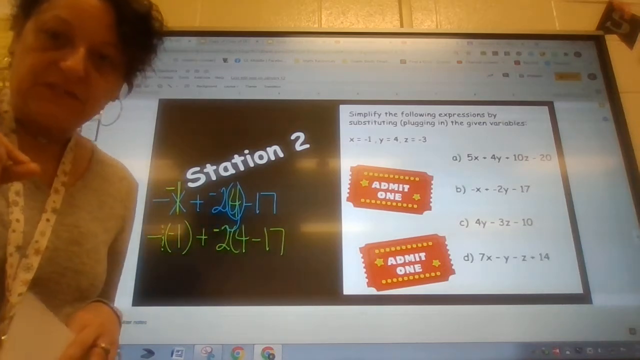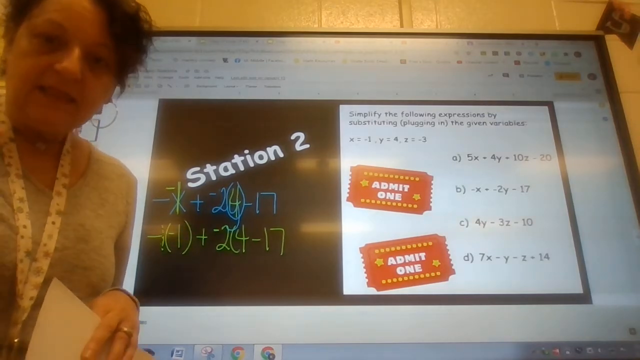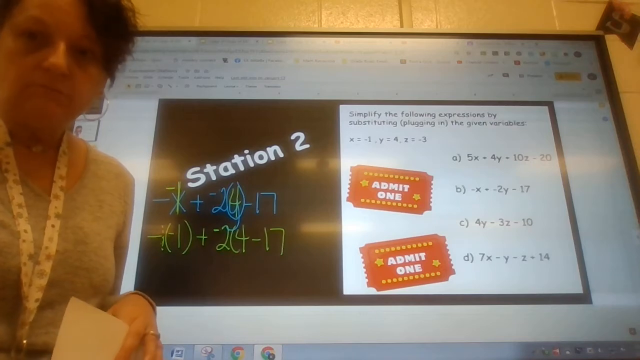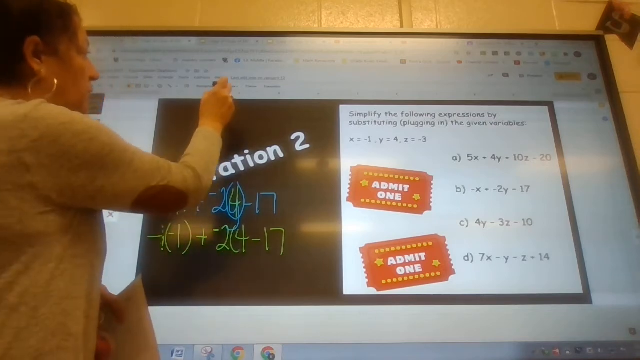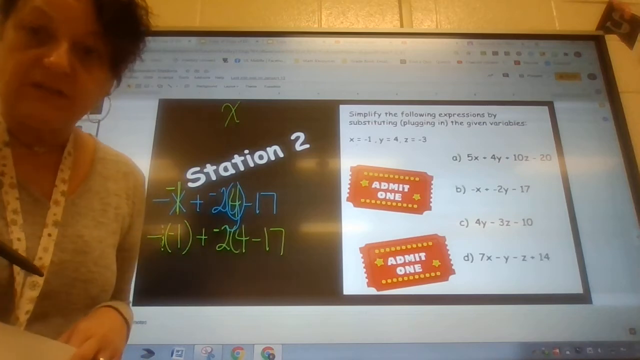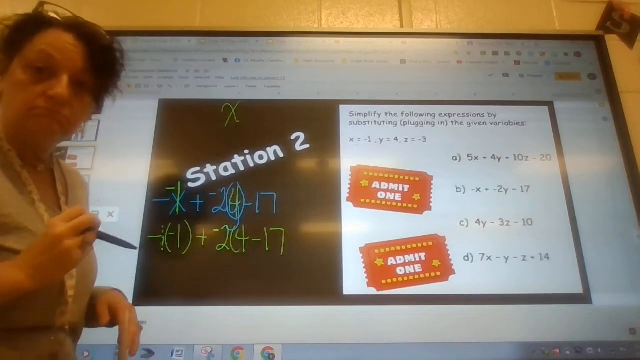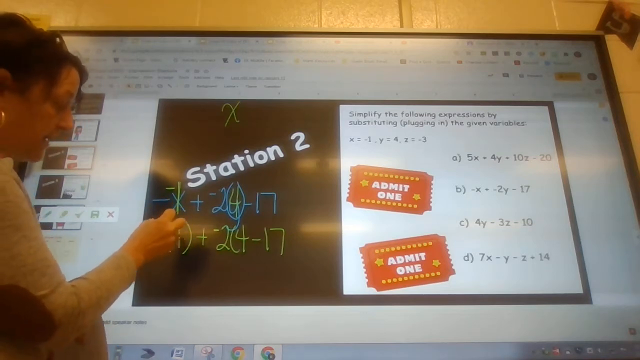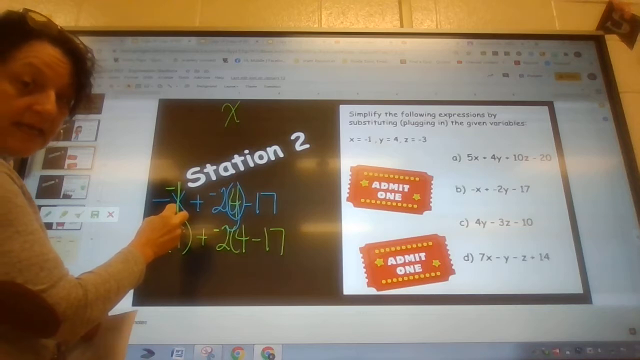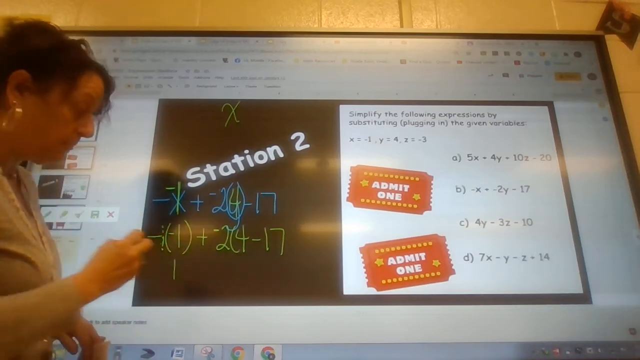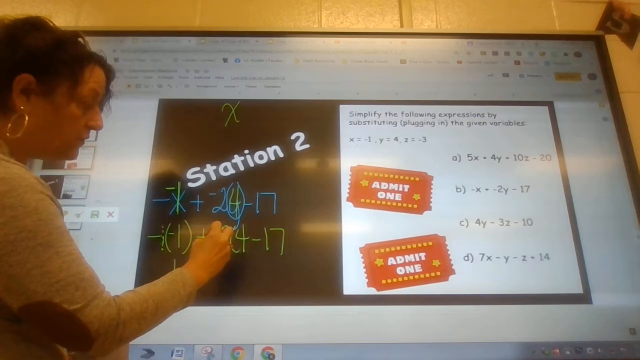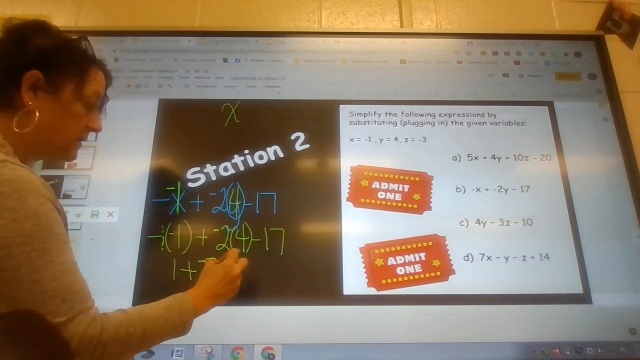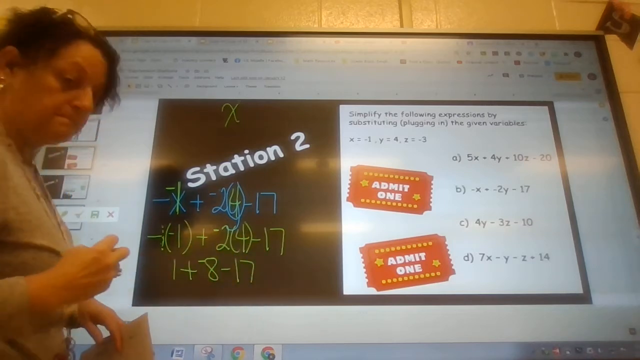Anytime there is a negative sitting right beside a 6, we just show the negative. Just like when we have a variable and there's an invisible one right there in front of that x, that's the same thing right here. There's an invisible one. So what I'm doing right now is I'm actually multiplying negative 1 times negative 1, which is a positive 1, plus negative 2 times 4 is a negative 8 minus 17.